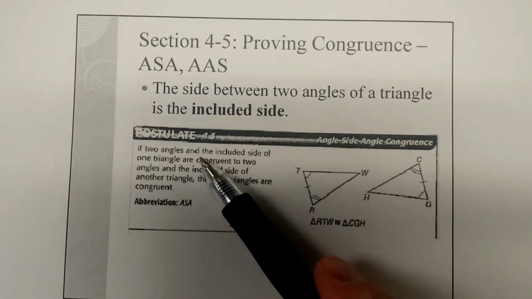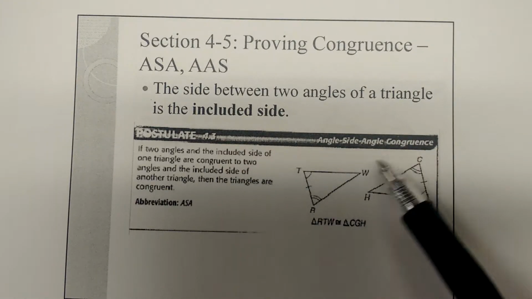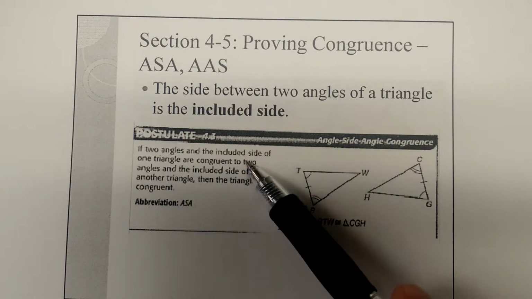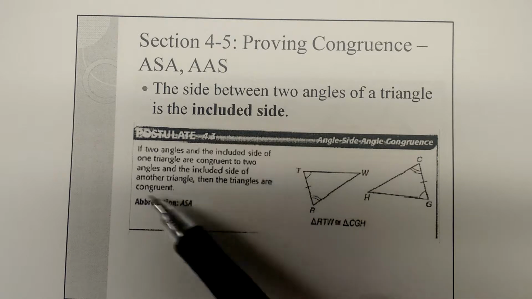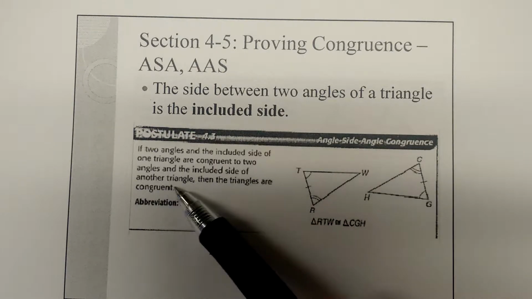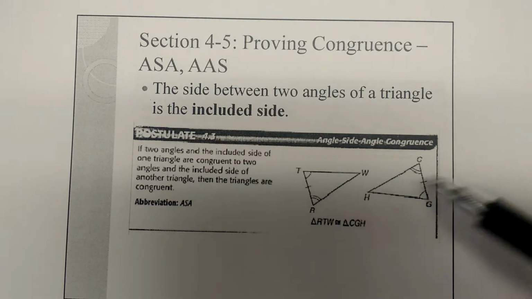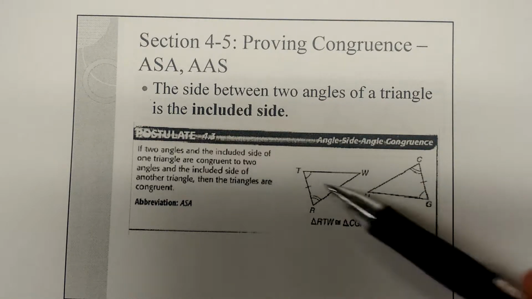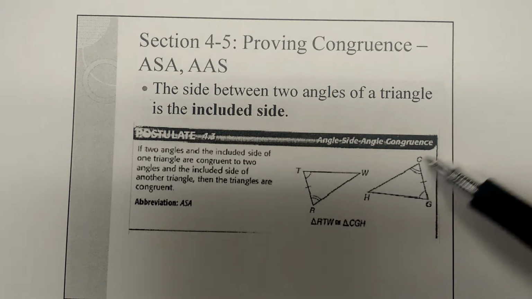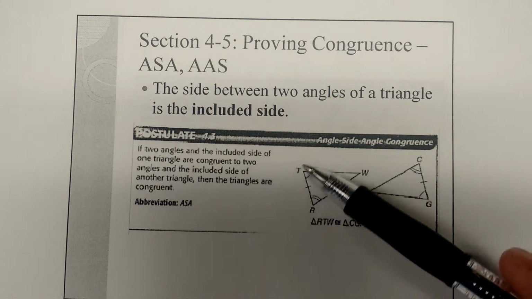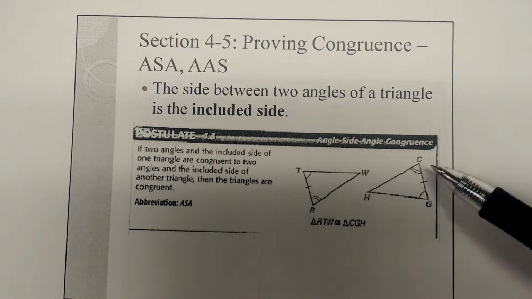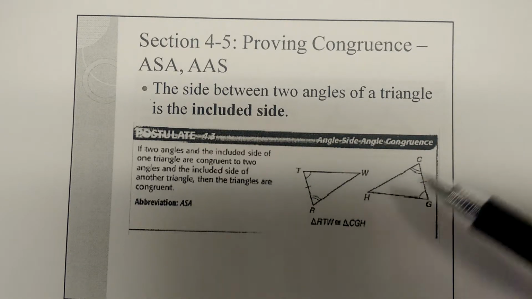So here you have postulate 4.3, which is angle side angle congruence. If two angles and the included side of one triangle are congruent to two angles and the included side of another triangle, then the triangles are congruent. So here you have angle T, the side between, and angle R. G pairs with T, side with side, C with R. So R, T, W. So they went double, single, none. So that's why this one is CGH.